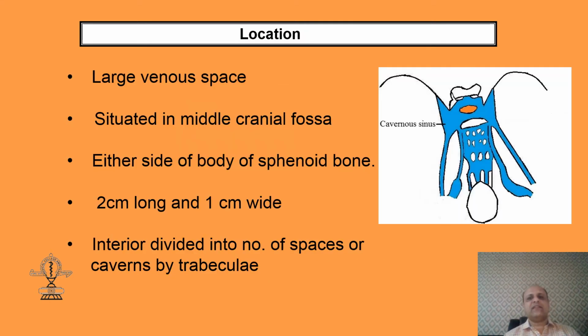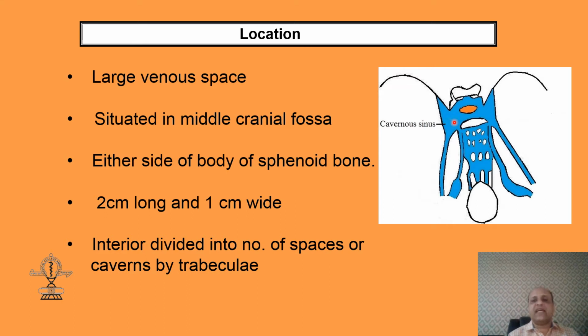So what is the cavernous sinus and where is it located? The cavernous sinus is a large venous space. Well, we have the right and left cavernous sinuses. This is the cavernous sinus of one side and this is the cavernous sinus of the other side. The cavernous sinus is a venous space situated in the middle cranial fossa. This is the region of the middle cranial fossa.